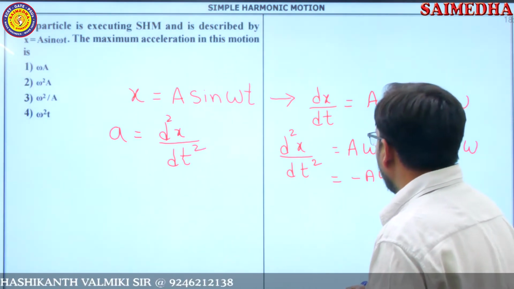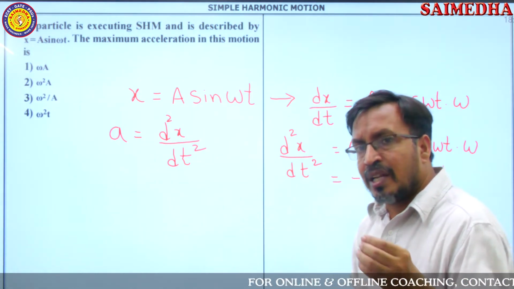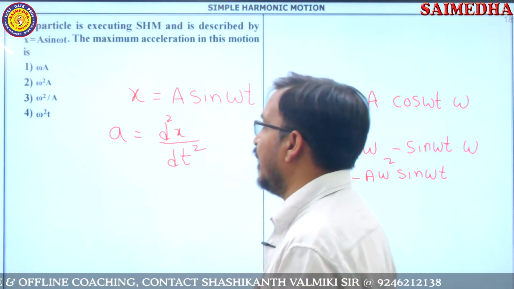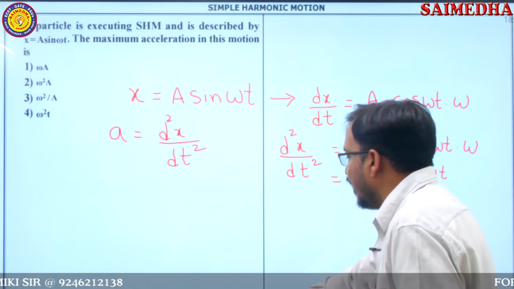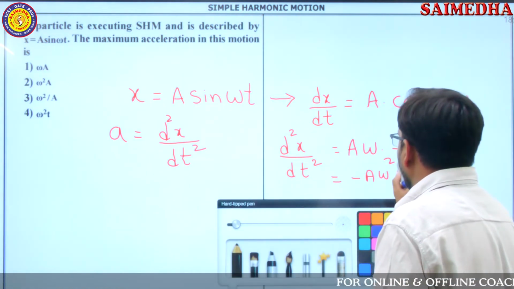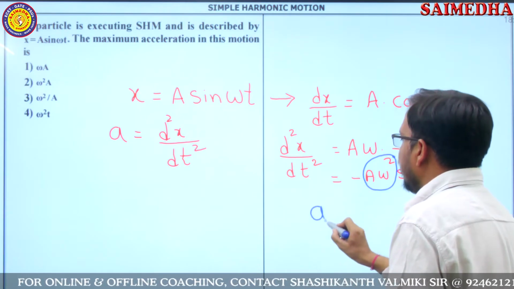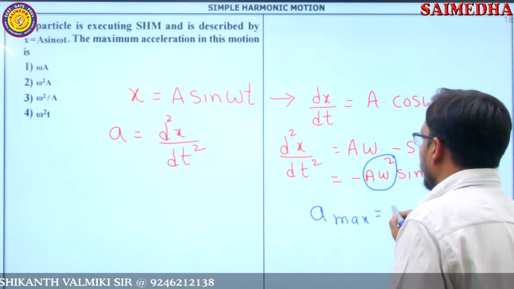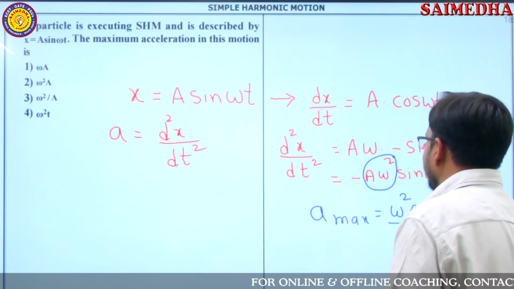So, this is the acceleration equation, but it is asking what is the maximum acceleration? For the maximum acceleration we consider only the magnitude, because the maximum sine value is 1. So, maximum acceleration equals omega square a. This is the answer.